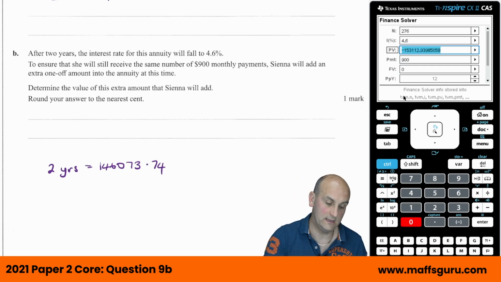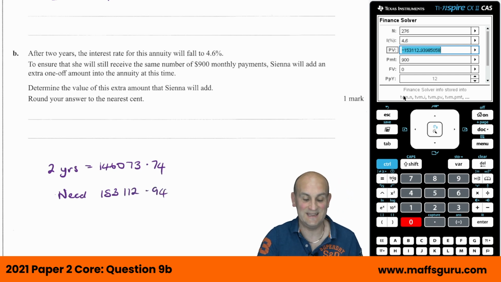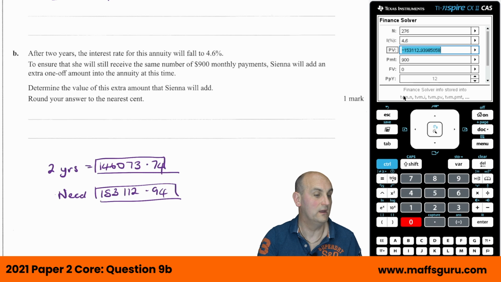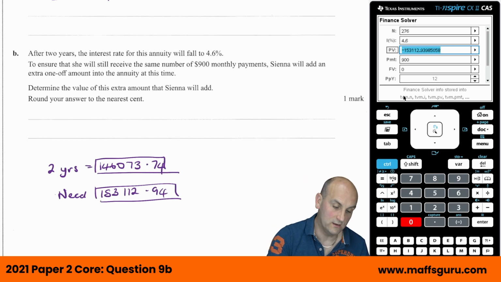And that gave me that she would need 153,112.94. That's how much she's going to need. That's how much she's got. That's how much she's going to need to continue those $900 payments. And when you subtracted those away from each other, you ended up with $7,039.20.